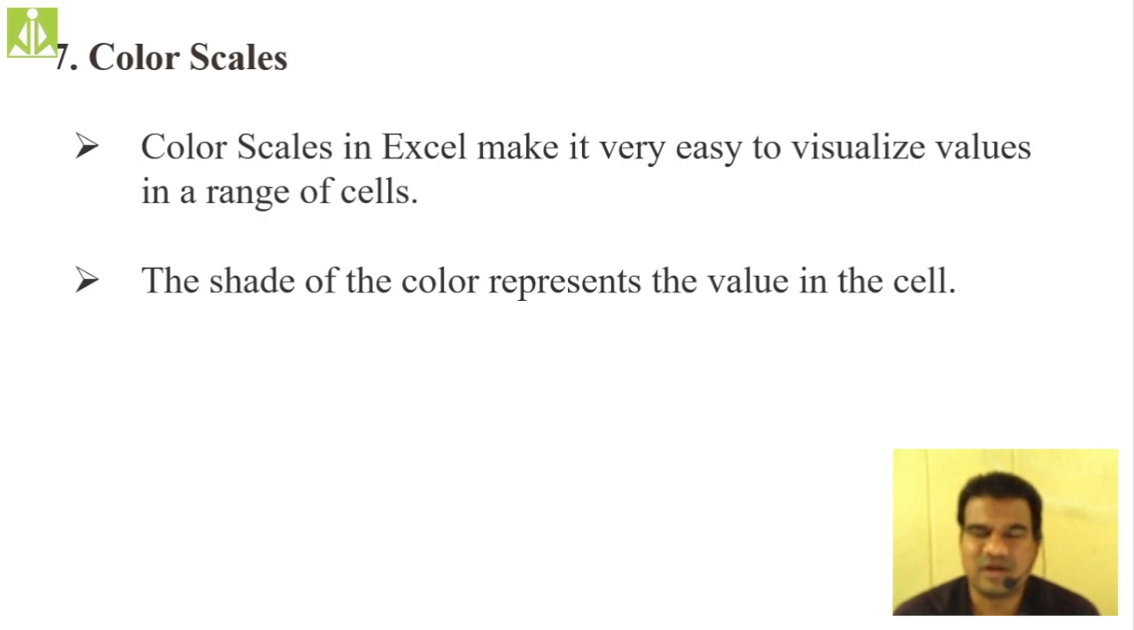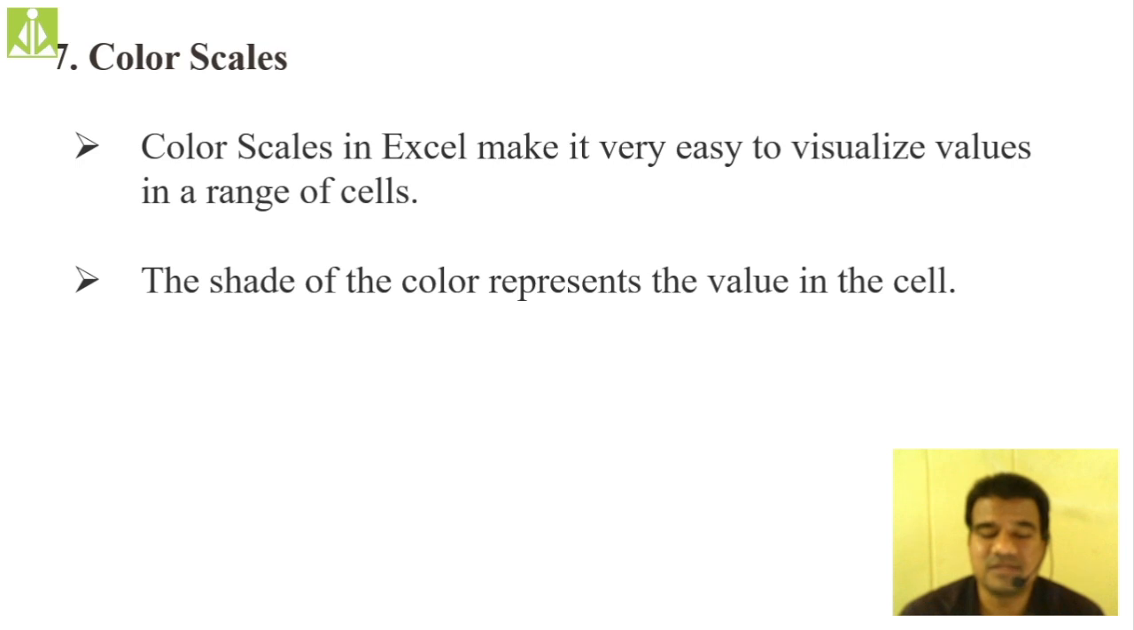So if your company is going in a positive way, it will always show the profit in green. But if the same company is going in loss, it will show in red. You have to remember that. So color scaling simply means giving different colors to different values in your Excel worksheet.